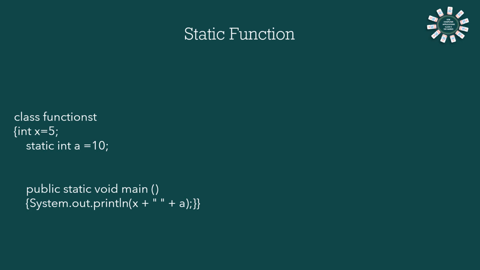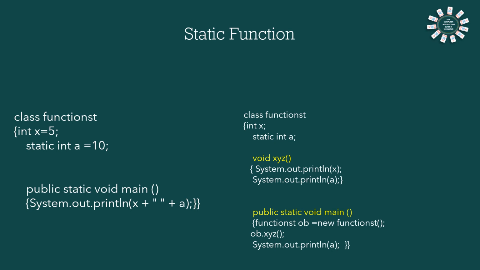So now if you want to use the variable x, how can we use it? The solution is we have to create a function which is non-static. For example, void xyz. Through this we can access the variable x, which is also non-static, and then in the main program create an object of the class and through the object access the function. So in turn the variable also can be accessed.